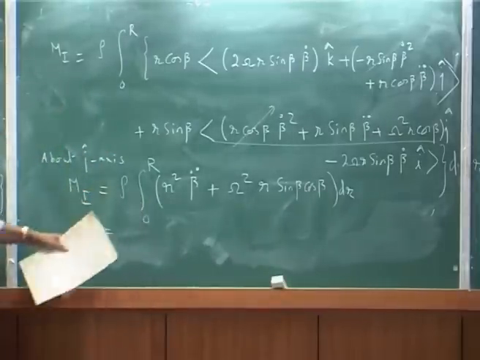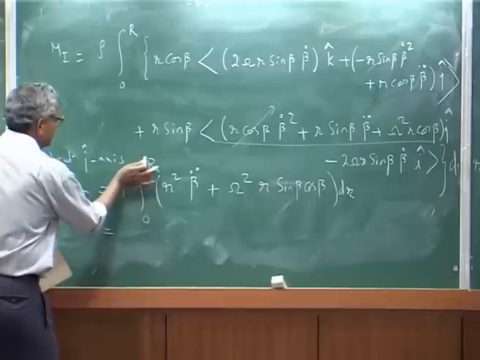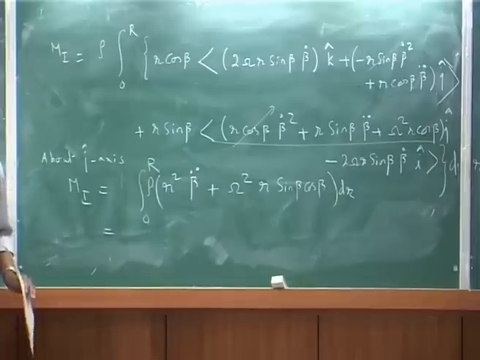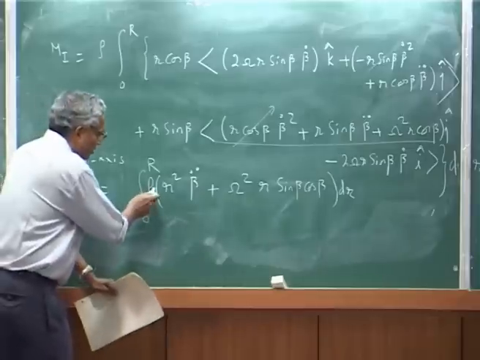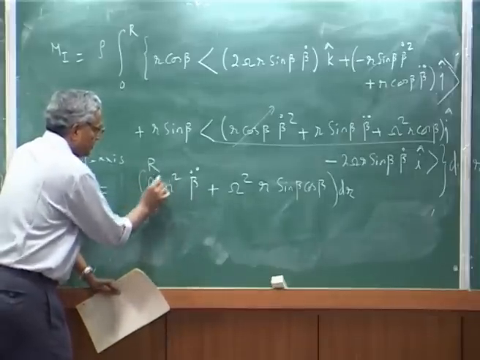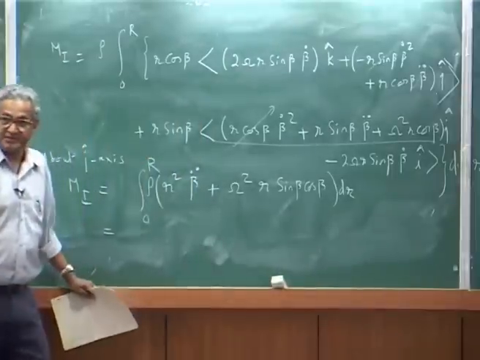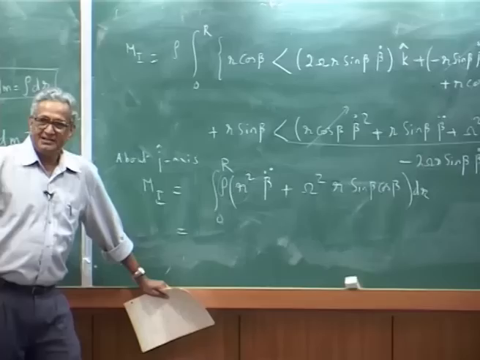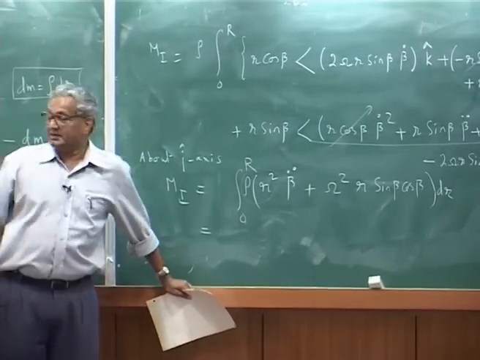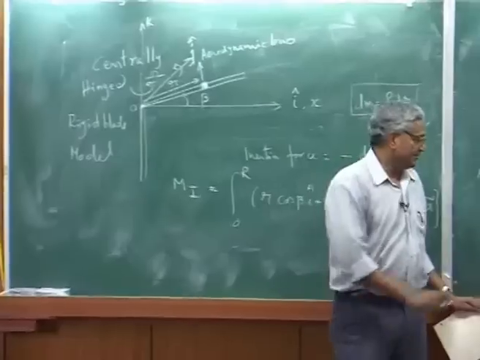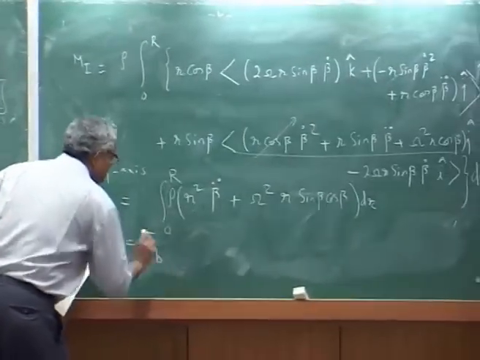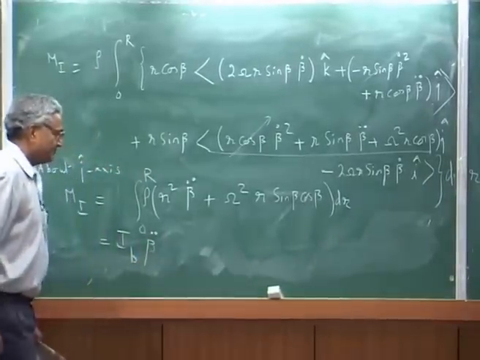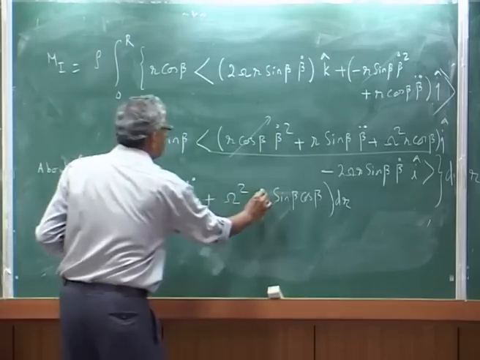Which you can now write as, with the density taken out. It can be inside or outside, it doesn't matter, we can put it inside also if the mass is varying along the blade. Rho dr is the mass per unit length, into r square, that is basically the mass moment of inertia about the point. I will call it I_B, beta double dot. Oh, here also one r square is there, right?